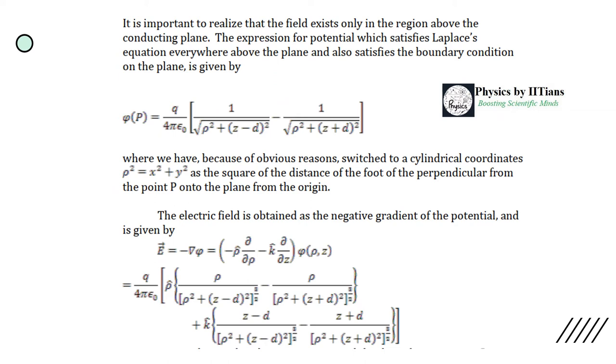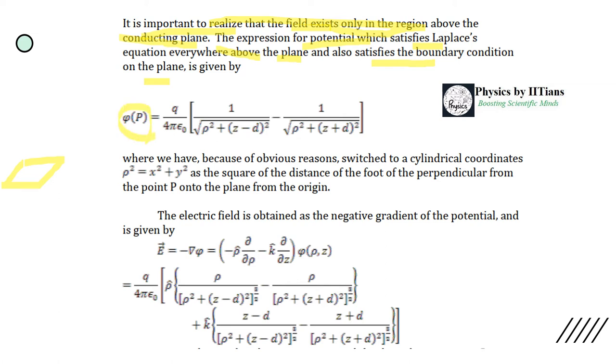Now there is a very important point: it is important to realize that the electric field exists only in the region above the conducting plane. Don't consider the field for that image charge. The expression for potential satisfies Laplace's equation everywhere above the plane and also satisfies the boundary condition on the plane. So the field is only due to the real charge, not due to the imaginary charge on the conducting plane.